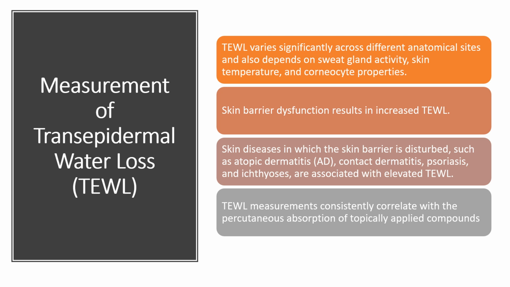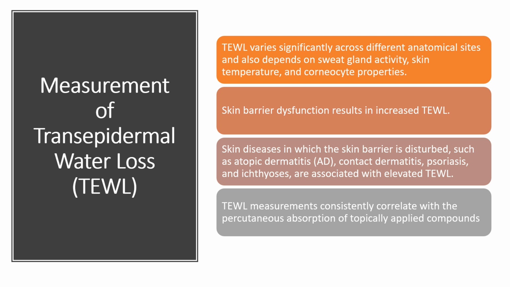Now, transepidermal water loss varies significantly across different anatomical sites. What does it mean? Every skin is different, and different parts of our body have different thickness of the skin. So the water loss is also different in different parts of our body. It also depends on the functioning of the sweat glands activity. How active are your sweat glands?